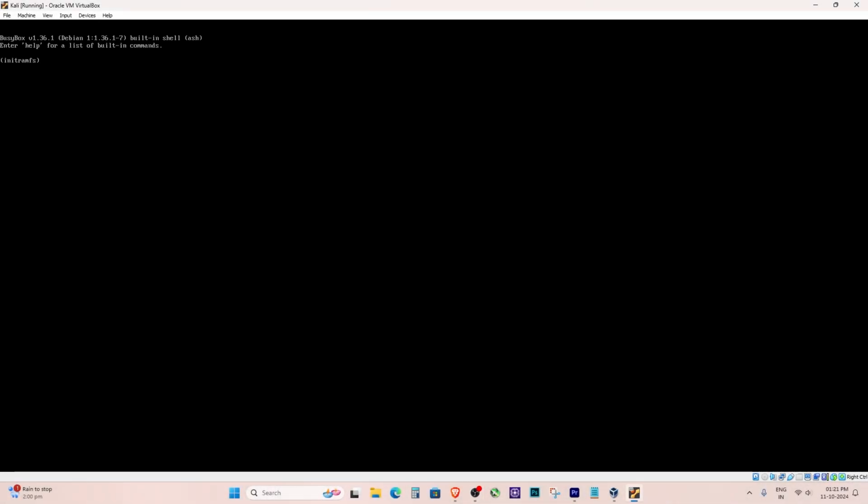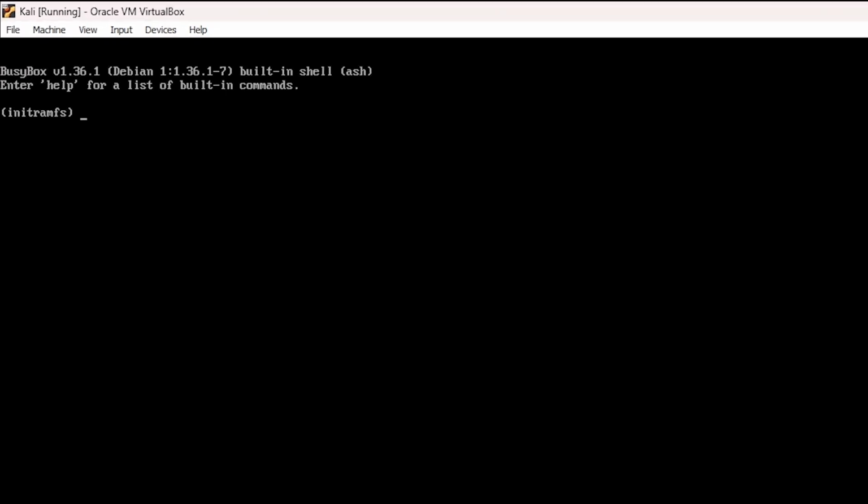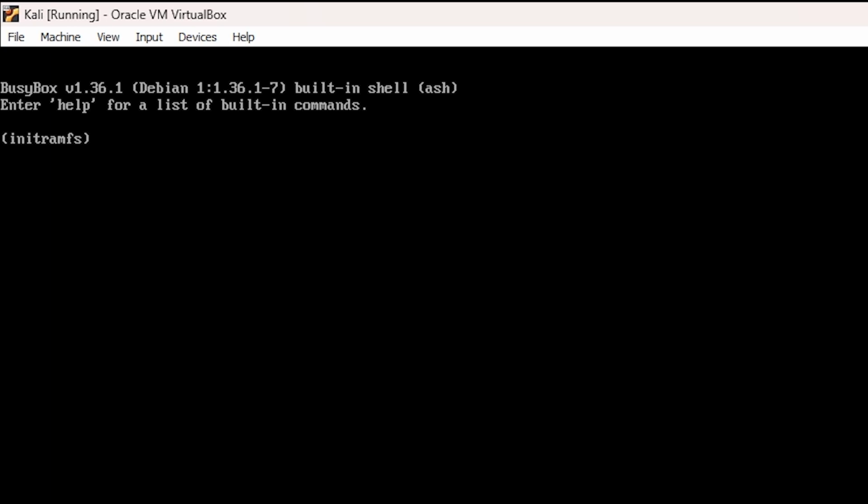So if you're seeing this screen when booting up your Kali Linux system, you might be wondering what's wrong. This is not a major problem, and in most cases, it's caused by something as simple as a hard shutdown or a corrupted file system. There are a couple of reasons this could happen.